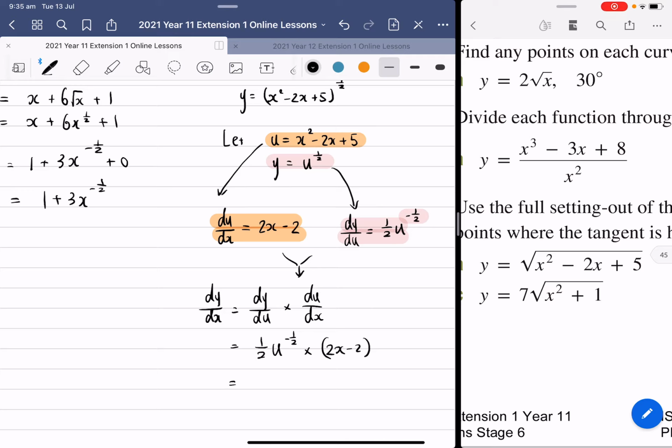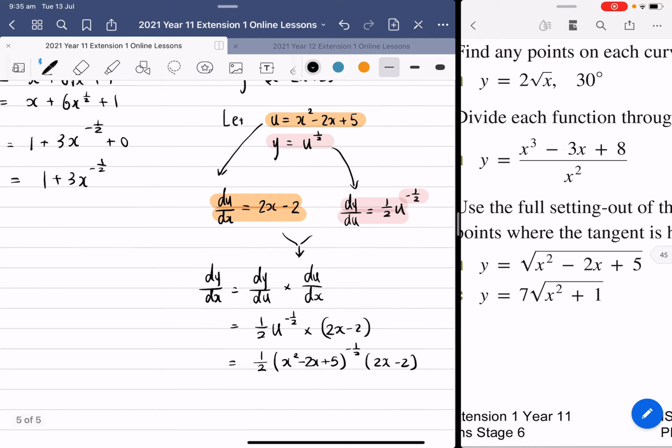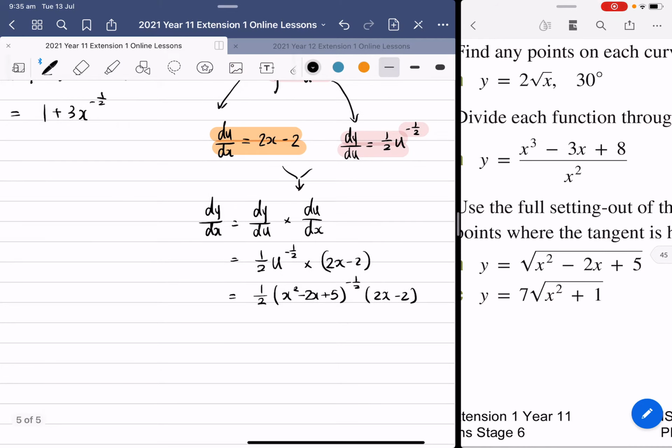At the end, all we have to do is replace the u by the substitution we had before, which gives half times x squared minus 2x plus 5 to the power of minus half, and then 2x minus 2. Once you finish that, you can also times the half to the second factor. As you can see, that's a half and a 2 here, so you can cancel. At the end, your answer will be x minus 1, times x squared minus 2x plus 5 to the power of minus half. And that becomes the answer. And this is the full setting out for the chain rule.